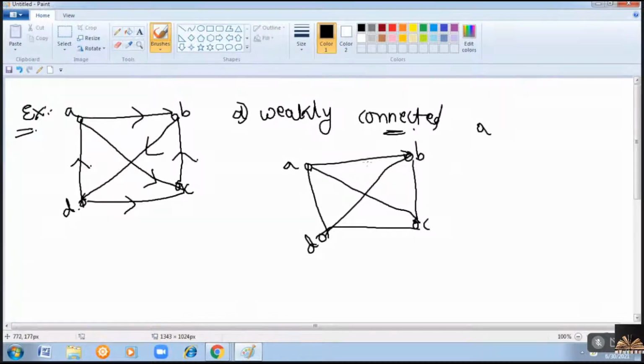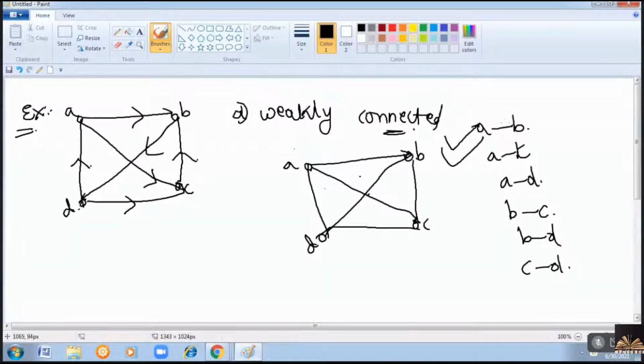A, can we reach B? Yes, you can reach B. From A can we reach C? Yes, you can reach C. You can also reach D. Similarly, from B can we reach C? Yes. From B can we reach D? Yes. From C can we reach D? Yes. So every vertex is reachable from every other vertex after removing the directions. Therefore, this graph is a weakly connected graph.